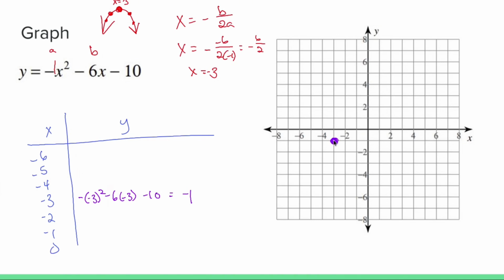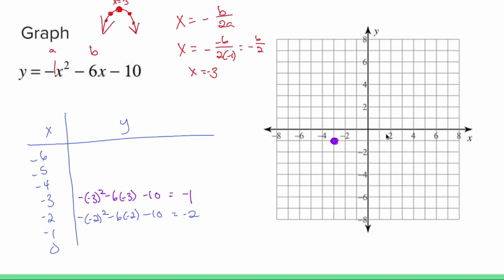So at no point will this cross the x-axis. So I might run out of points pretty quickly. Maybe, maybe not. I guess we'll find out. But if I plug in negative 2, I'll get negative 2 squared minus 6 times negative 2 minus 10. Negative 2 squared is going to be 4. So negative 4 plus 12. Negative 4 plus 12 is 8, and 8 minus 10 is negative 2.